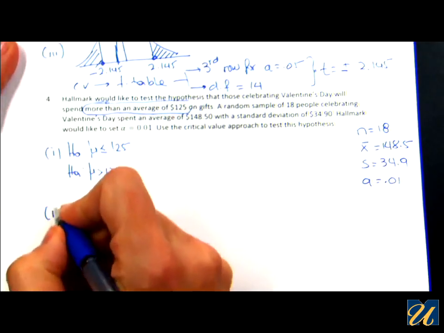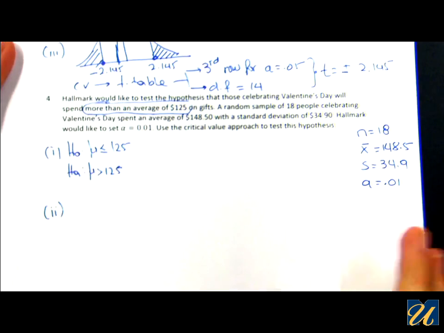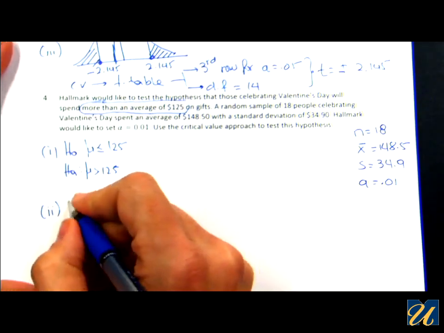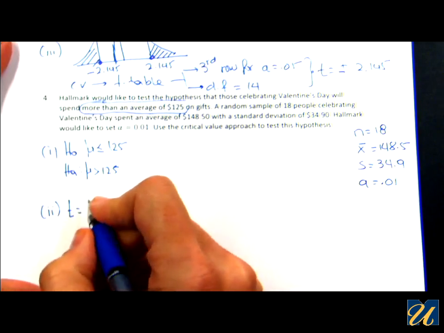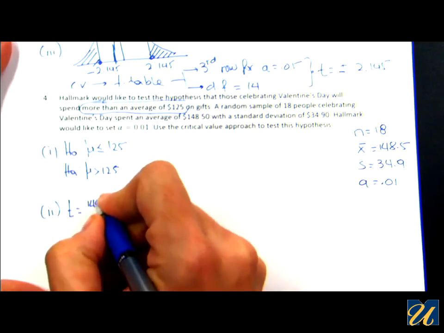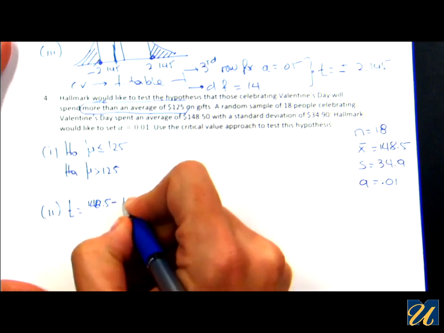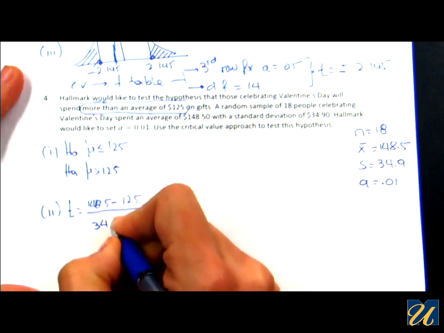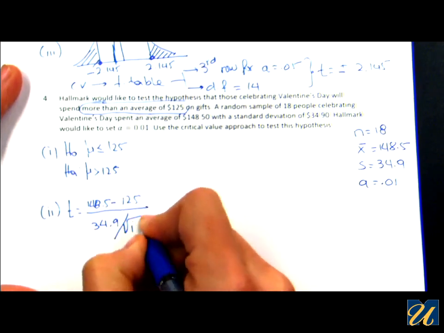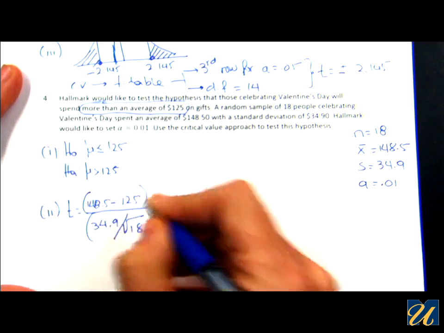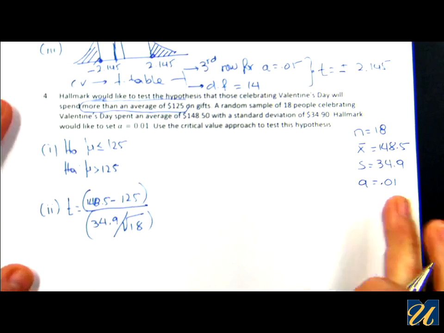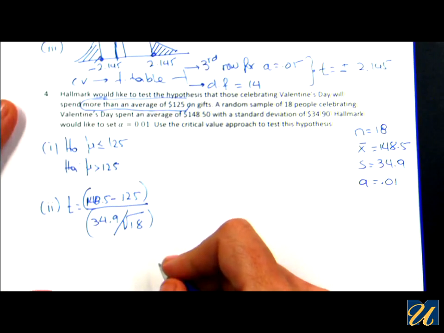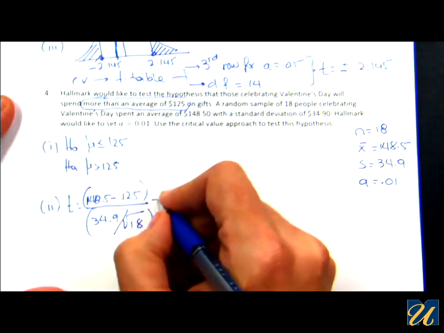Now, since S is given, we're going to have a t-test. To find the test statistic, we will have x bar 148.5 minus 125 over 34.9 divided by square root of 18. Again, you can use your graphing calculator or you can do the calculations manually. If you do your calculations, this will be equal to 2.86.